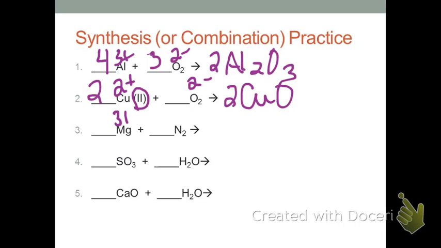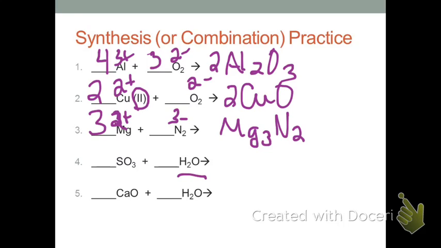Third one, magnesium is a 2 plus. Nitrogen is a 3 minus, swap and drop, and you get Mg3N2. Then balance it, you need just one coefficient of a 3. Now, 4 and 5 are tricky because if I wasn't telling you they're synthesis, you guys most times will tell me, oh, it's double replacement. It's not. Notice the location of the water. The water is a reactant. When water is a reactant, you need to think about synthesis as a possibility.